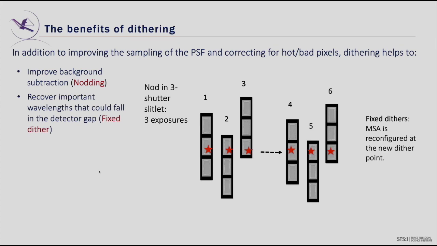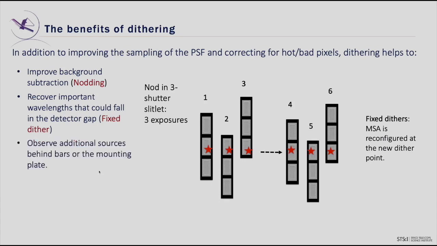You can do both nodding and dithering. The dither allows you to move the sources to a different part of the detector, the source spectra. And so you get additional exposures with nodding, if you have elected to use that, at a different dither point on the MSA. And to do this, the fixed dither requires a reconfiguration of the microshutter assembly. So that will be an overhead that you will have to pay for that large dither.